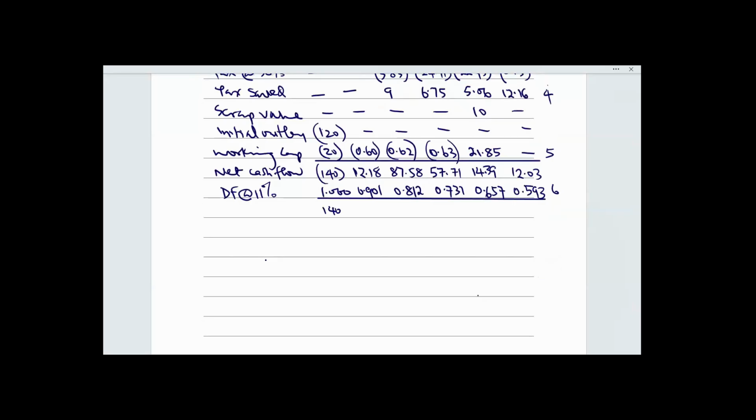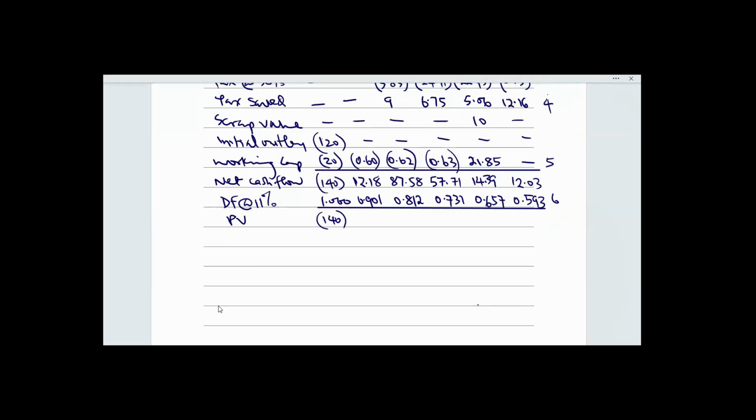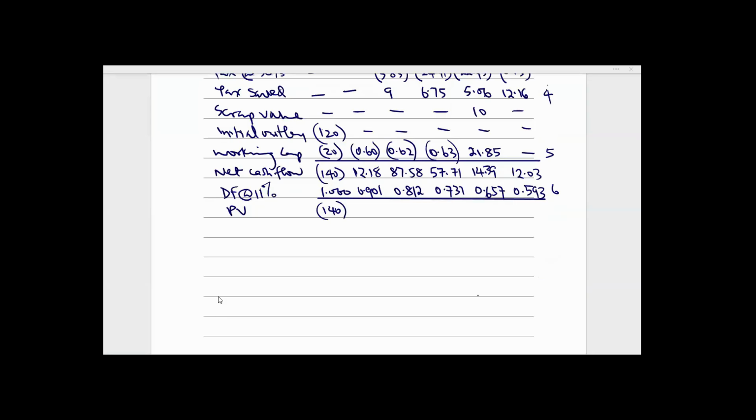Sir, Mr. Adejumo, sir. Yes, go ahead. The discount factor for year 4 should be 0.659, not 657. 659, okay. Yes. Again, let me confirm that. 1.11 raised to power 4 minus. Yes, thank you. 659. Okay.